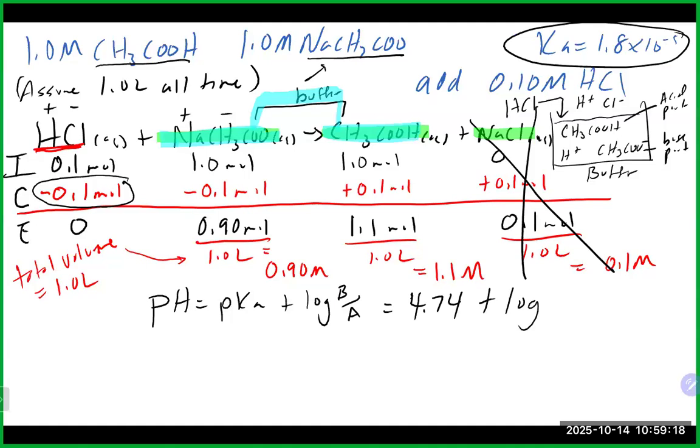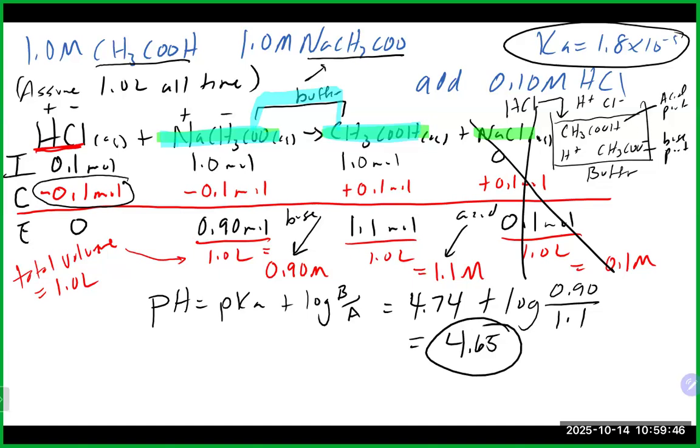So once again, we want to be careful here. Our base is actually this guy, right? And our acid is this guy, right? So we want to make sure we have those correct. So that's going to give us 0.9 over 1.1. Now if we put that into our calculator, 0.9 divided by 1.1, take the log of it and add it to 4.74, that's going to get us a pH of 4.65.